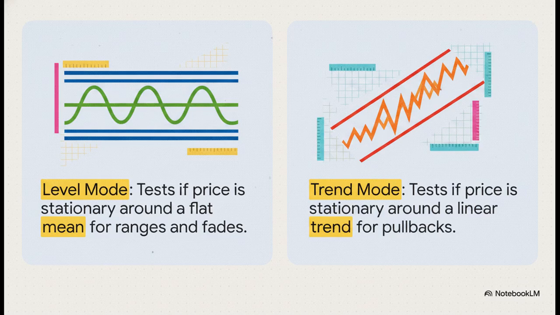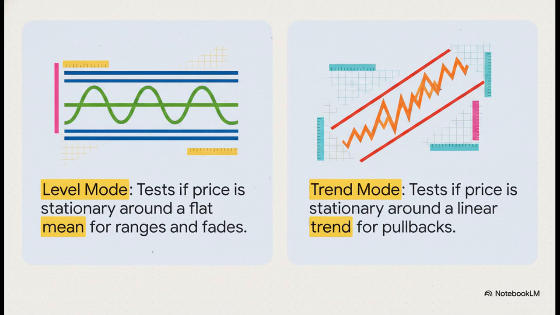Because of that, this script offers 2 distinct modes, kind of acting like different blades on a Swiss Army knife. First up, we have level mode. This tests if price is stationary around a flat mean. Basically, it's checking if the market repeatedly returns to the same general area. This is your absolute go-to for ranging markets, mean reversion, and fade setups.